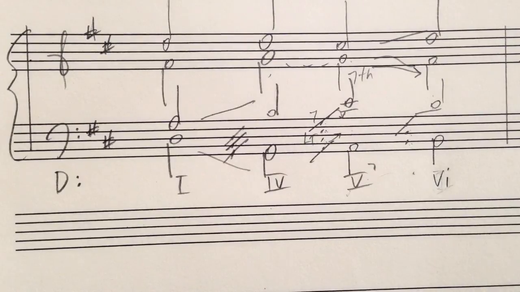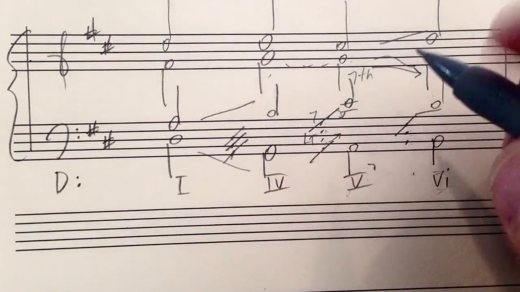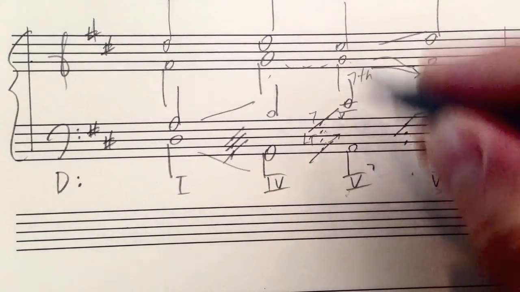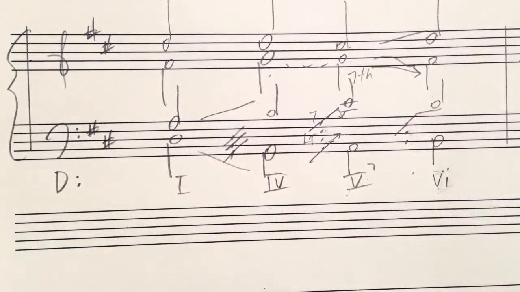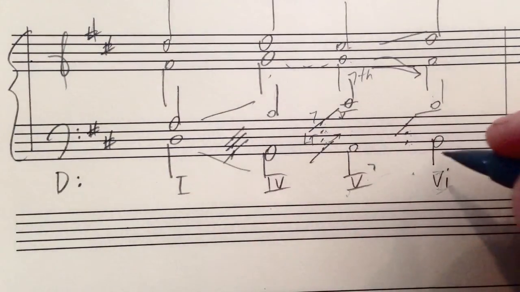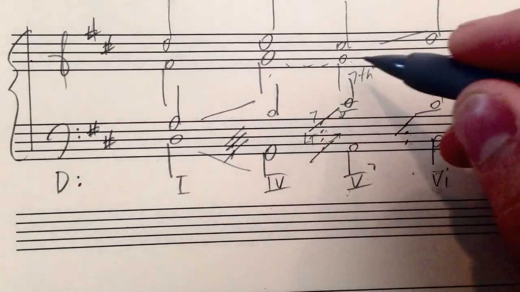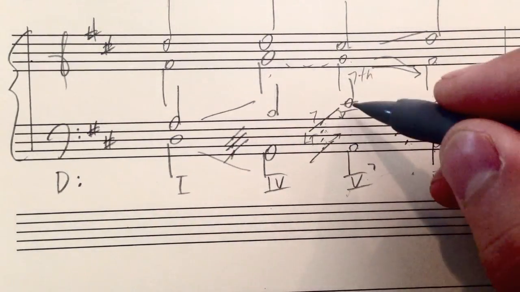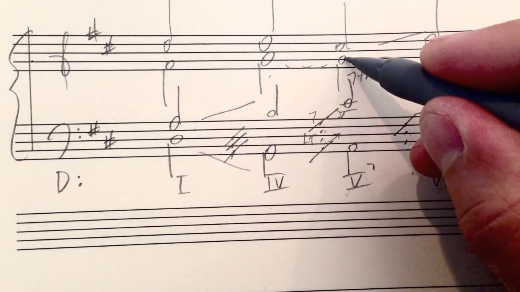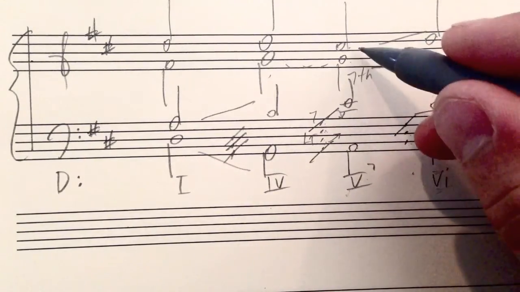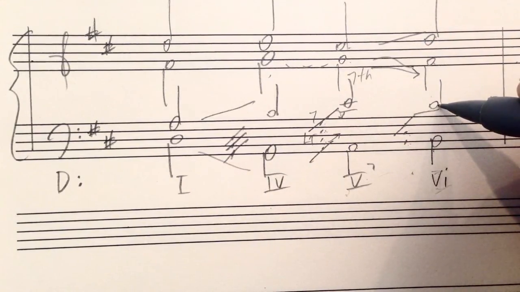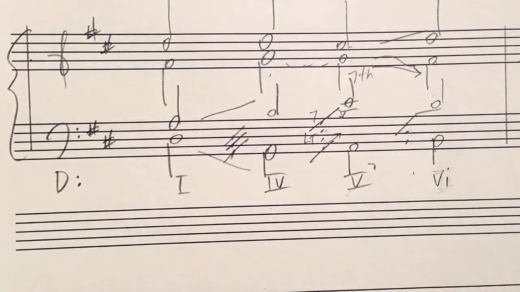Now we need to check whenever we have parallel motion to see that there are no parallel fifths or octaves. The A and the C, students, a third. The G to the D, another third. These parts are moving in parallel motion as well. E to G, third. D to F sharp, another third. No danger of parallel motion there.